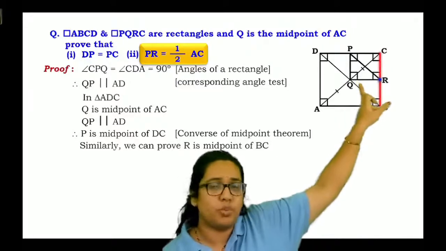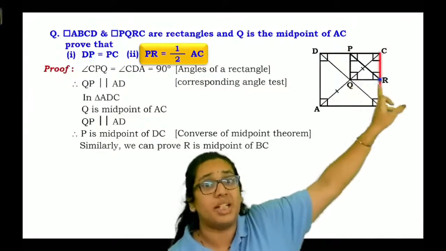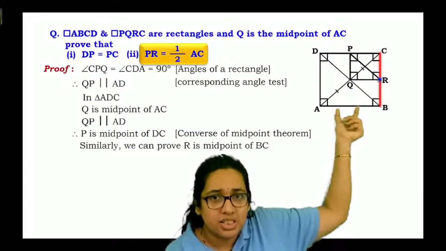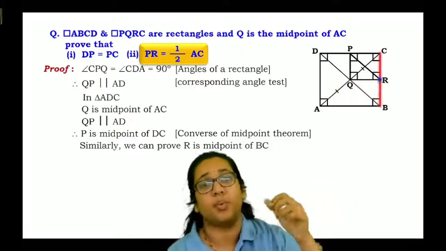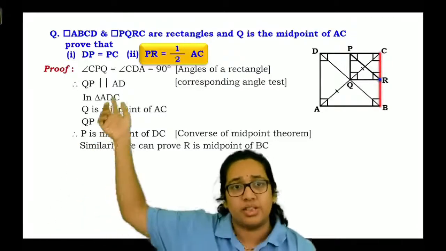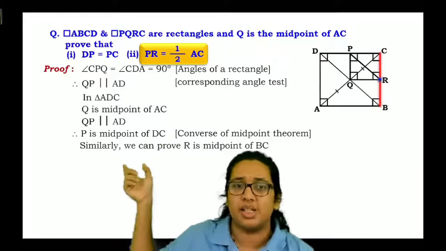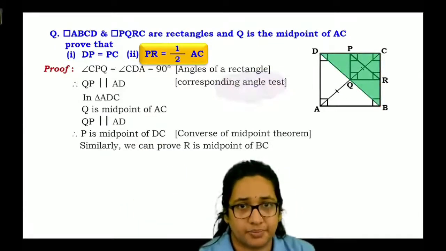There Q was the midpoint, that was fixed. Then from this midpoint Q, draw a line segment which will be parallel to the third side. If that is the case, then the point where the line segment intersects is the midpoint. This is what we prove using the converse. Just as in the first part we proved that P is the midpoint of DC, similarly we can prove that R is the midpoint of BC.